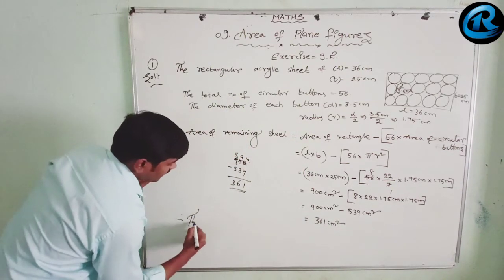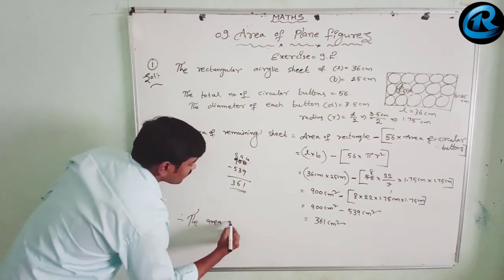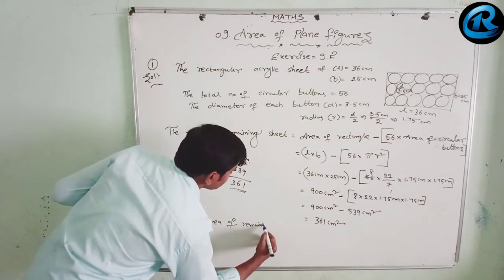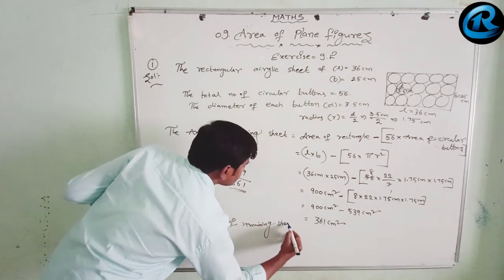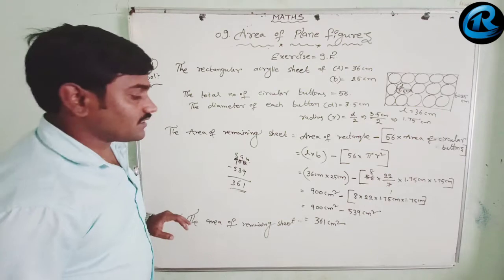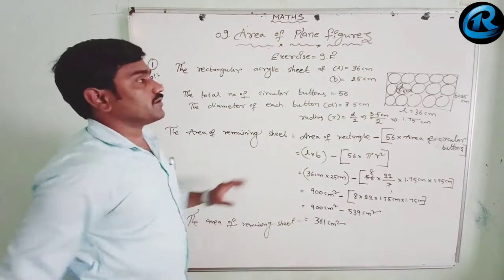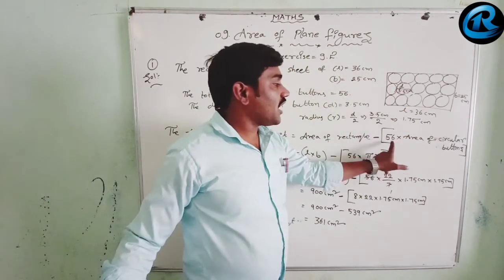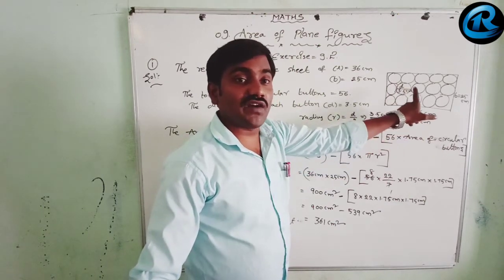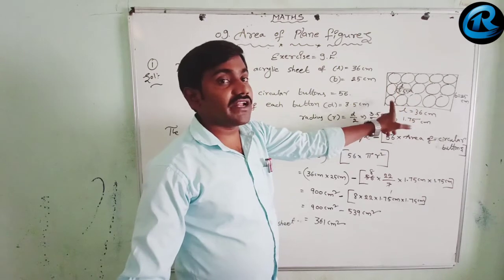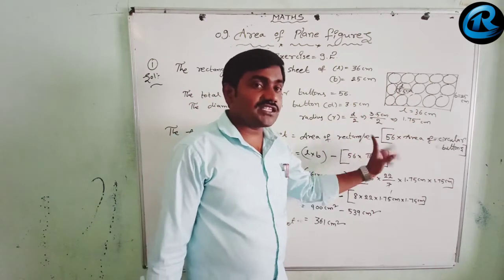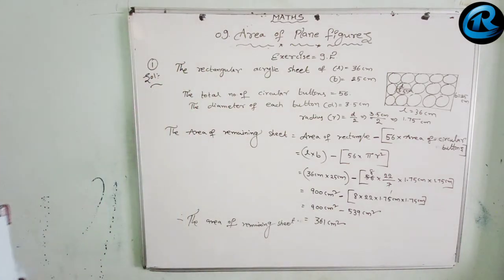Therefore the area of the remaining sheet is equal to 361 centimeter square. Simple. Area of rectangle minus how many buttons are taken out? 56 buttons. Each button is in the shape of a circle, having radius of 1.75 centimeters. So area of rectangle minus 56 into area of circle.